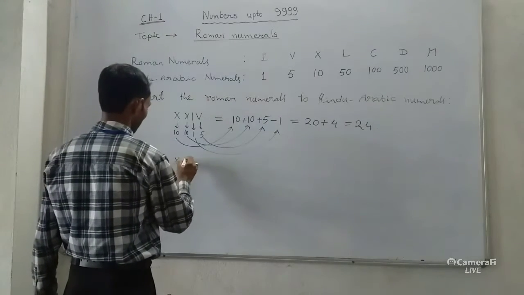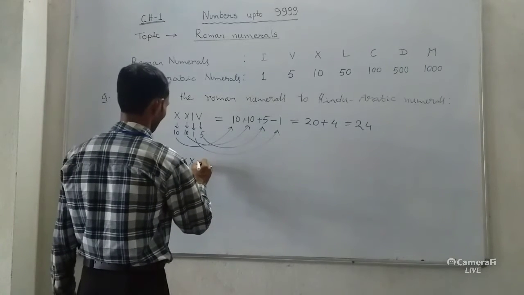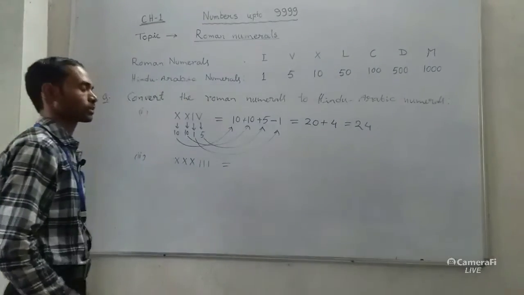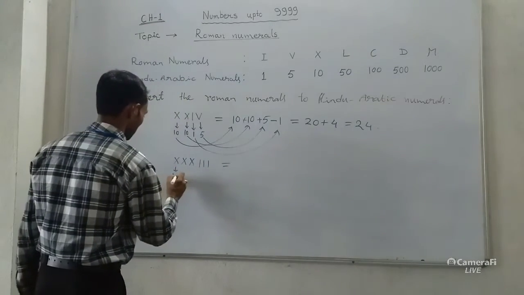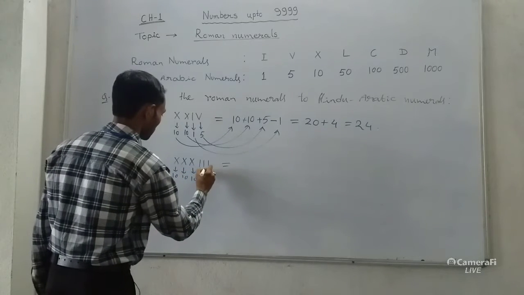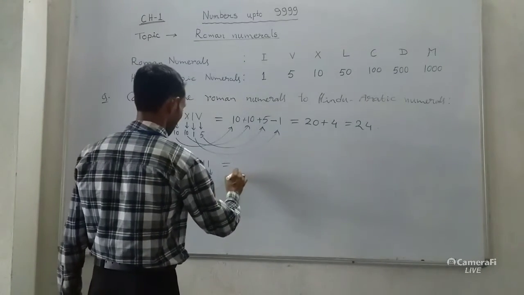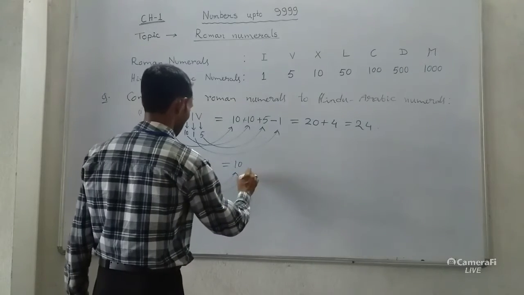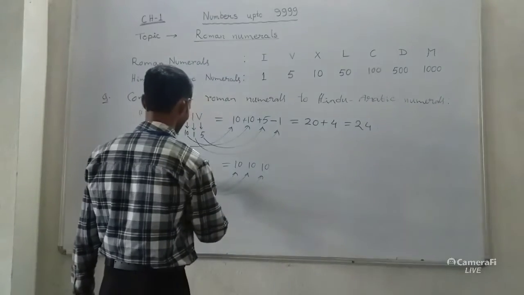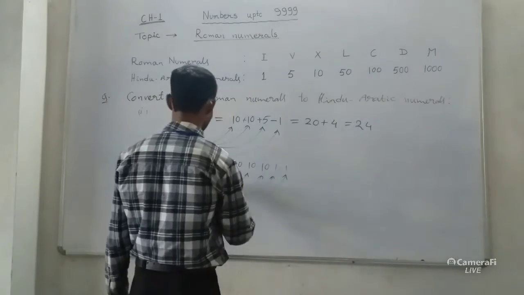Suppose XXX III. Then X means 10, 10, 10, and this is 1, this again 1, this again 1. Now write this 10 first, then this 10, then next this 10, next 1, next this 1, next this 1.